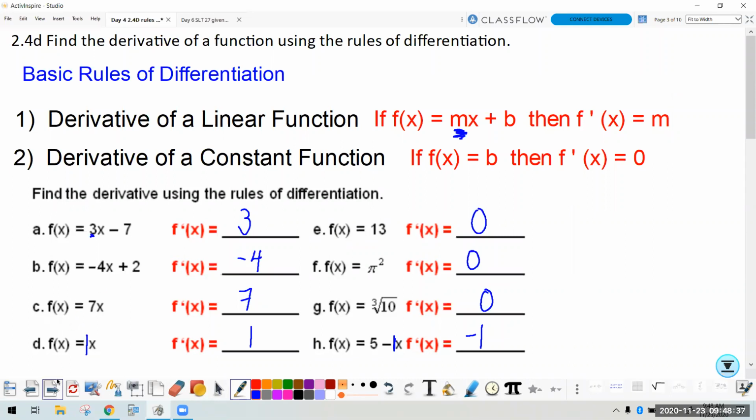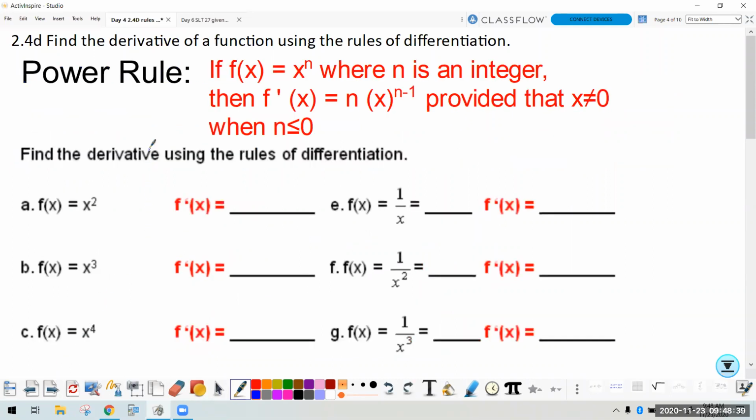Okay. Now for the extra exciting part, the power rule. This is what we were doing with the limits always when it was x squared or some kind of quadratic. If your function is x to a power, where the power is an integer, meaning a positive or negative whole number, then the derivative is this power comes down to be the coefficient, and you subtract 1 from the exponent.